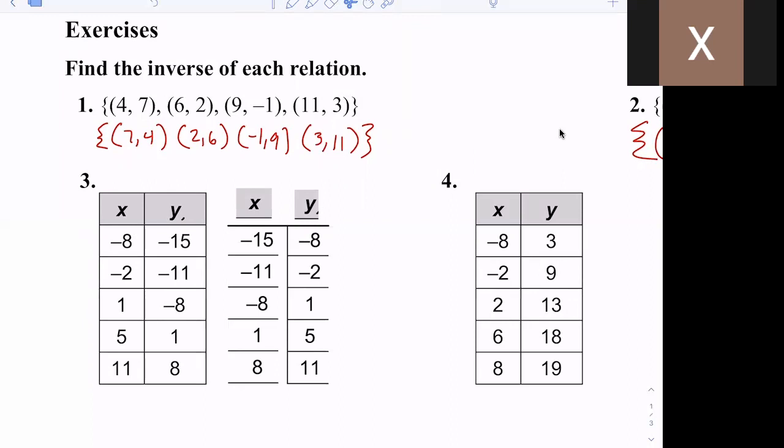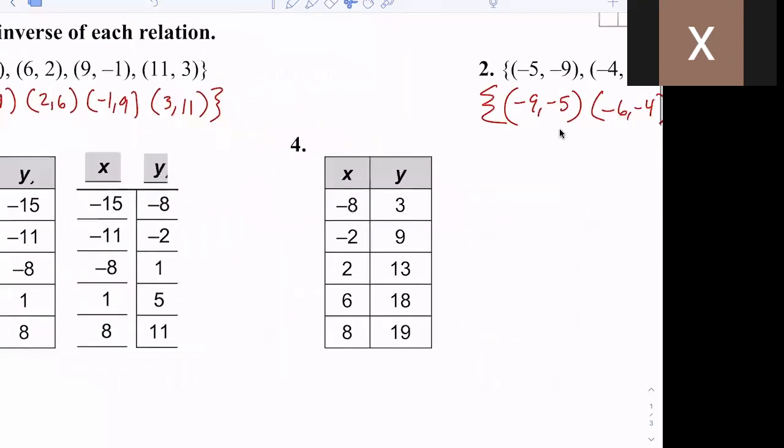Anybody have any issues with that? Uh-oh, some of you are looking at me like I'm crazy. How did I do that? Do we agree? The x becomes the what? The x becomes the y, and the y becomes the what? The x.